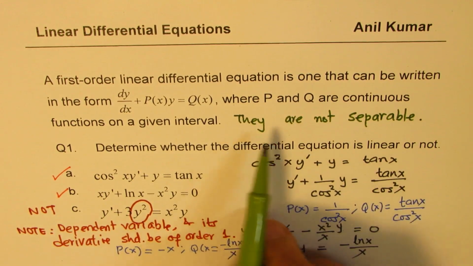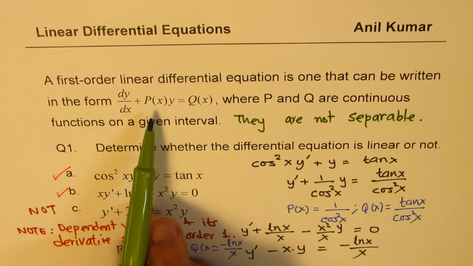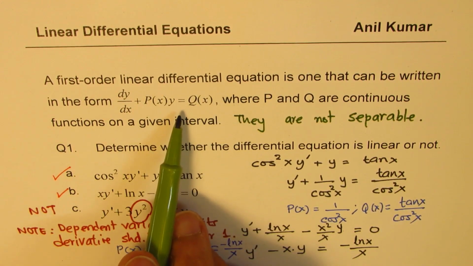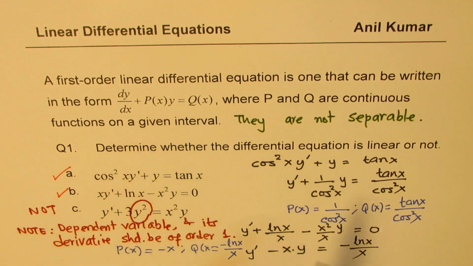Right, so I'm specifically writing that they're not separable when we are treating first order linear differential equations, since we'll follow a method to solve them. If they are separable, you have an easier method to solve. Perfect. Okay, so let's move on and take the second question.